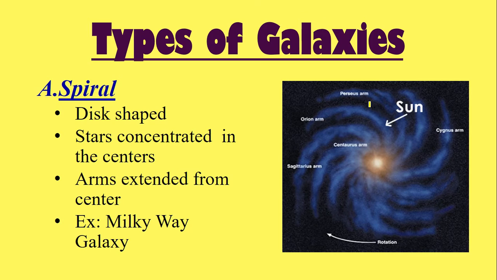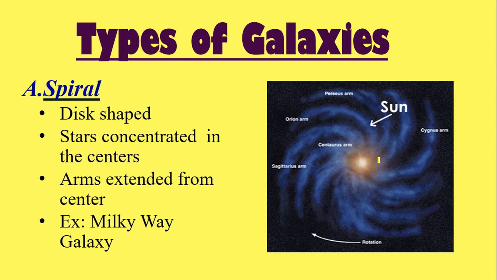Now, when we talk about galaxies, there are three main types of galaxies. The first one's called a spiral galaxy. You can kind of see that here. It's disc shaped. Stars are concentrated in the center, arms extend outward from the center. And our galaxy is the Milky Way galaxy. And you can see this is where we're at in the Milky Way galaxy, circling around a center. Again, like I said, the center of the Milky Way galaxy is a black hole, a giant black hole.